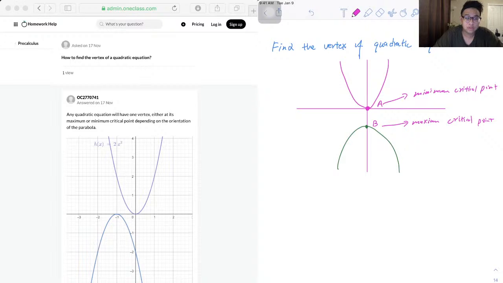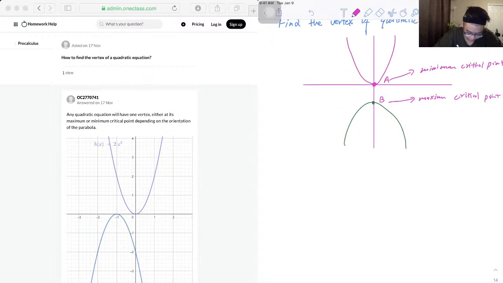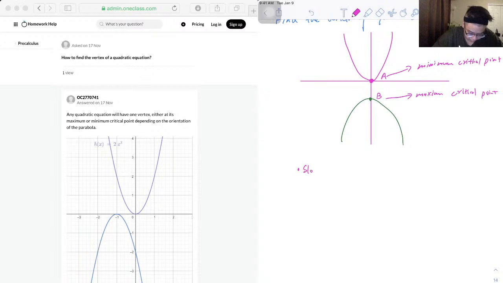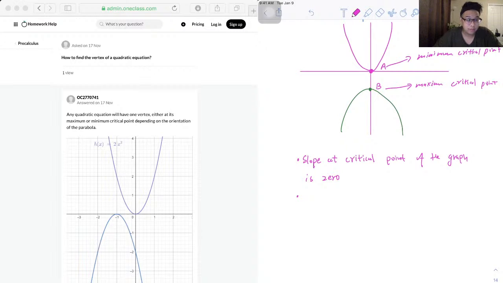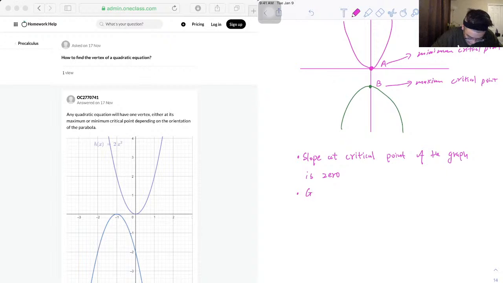And what is common for these critical points is that at this point the slope of the graph is 0. So let's write that down. Slope at critical point of the graph is 0. And in order to solve this, we will first need to get the derivative of the function.